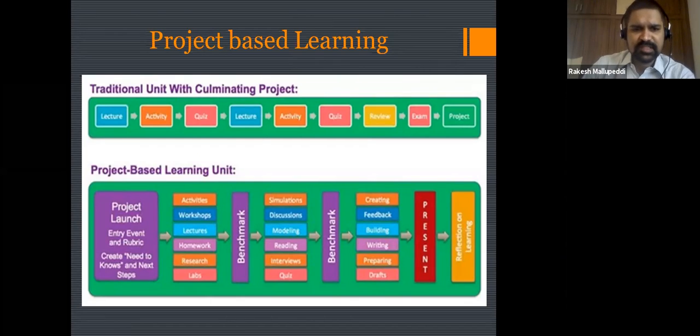Like you launch with a project, then whatever you're studying, you're doing different types of activities like workshops, homeworks, research labs. I think most of you, in a way, are already doing this. Probably multiple other activities like workshops, simulations, some discussions, modeling, quiz. So we can start all of them.